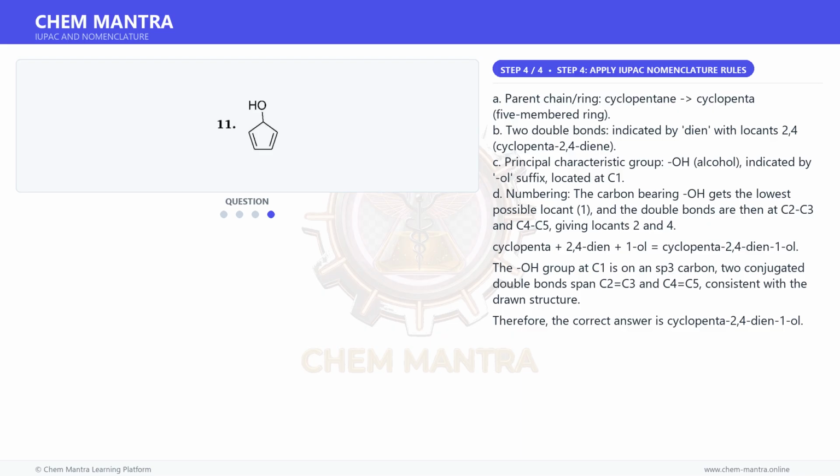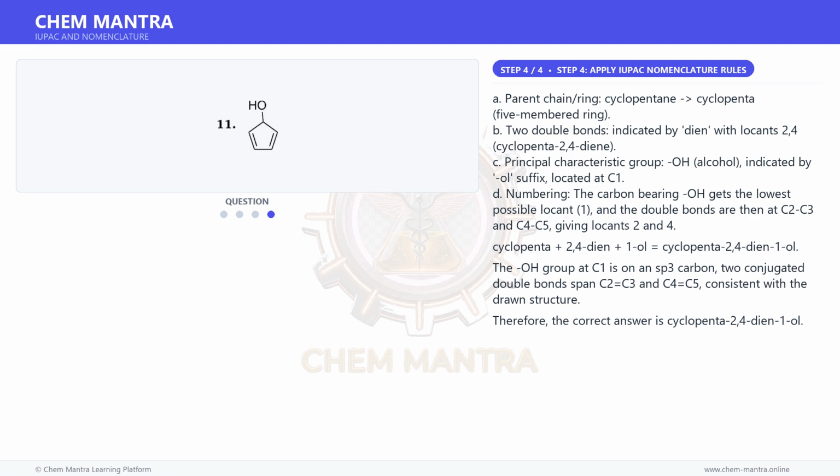D. Numbering, the carbon bearing OH gets the lowest possible locant, 1, and the double bonds are then at C2, C3 and C4, C5, giving locants 2 and 4. Cyclopenta plus 2,4-diene plus 1-ol equals cyclopenta-2,4-dien-1-ol.